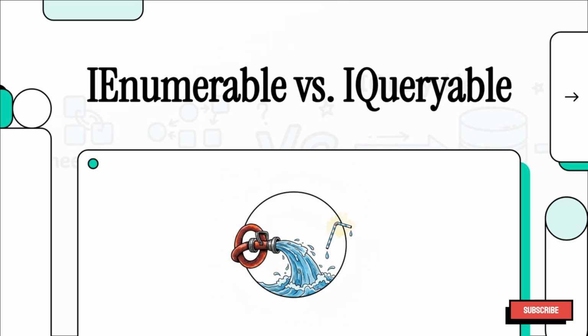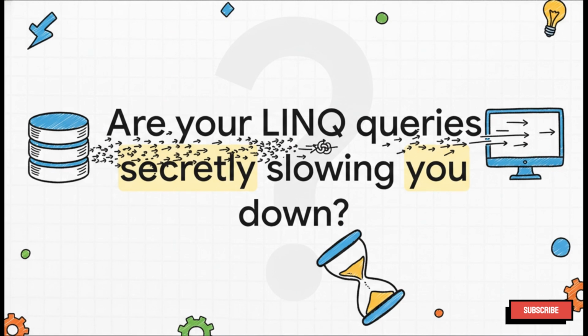All right, let's talk about something that trips up so many .NET developers. It's a really common but super critical performance mistake. Honestly, it's a sneaky little trap that can have a huge impact on your application speed, and it all boils down to two interfaces you probably use every day: IEnumerable and IQueryable. So I want you to ask yourself this question. Seriously, are your LINQ queries secretly killing your app's performance?